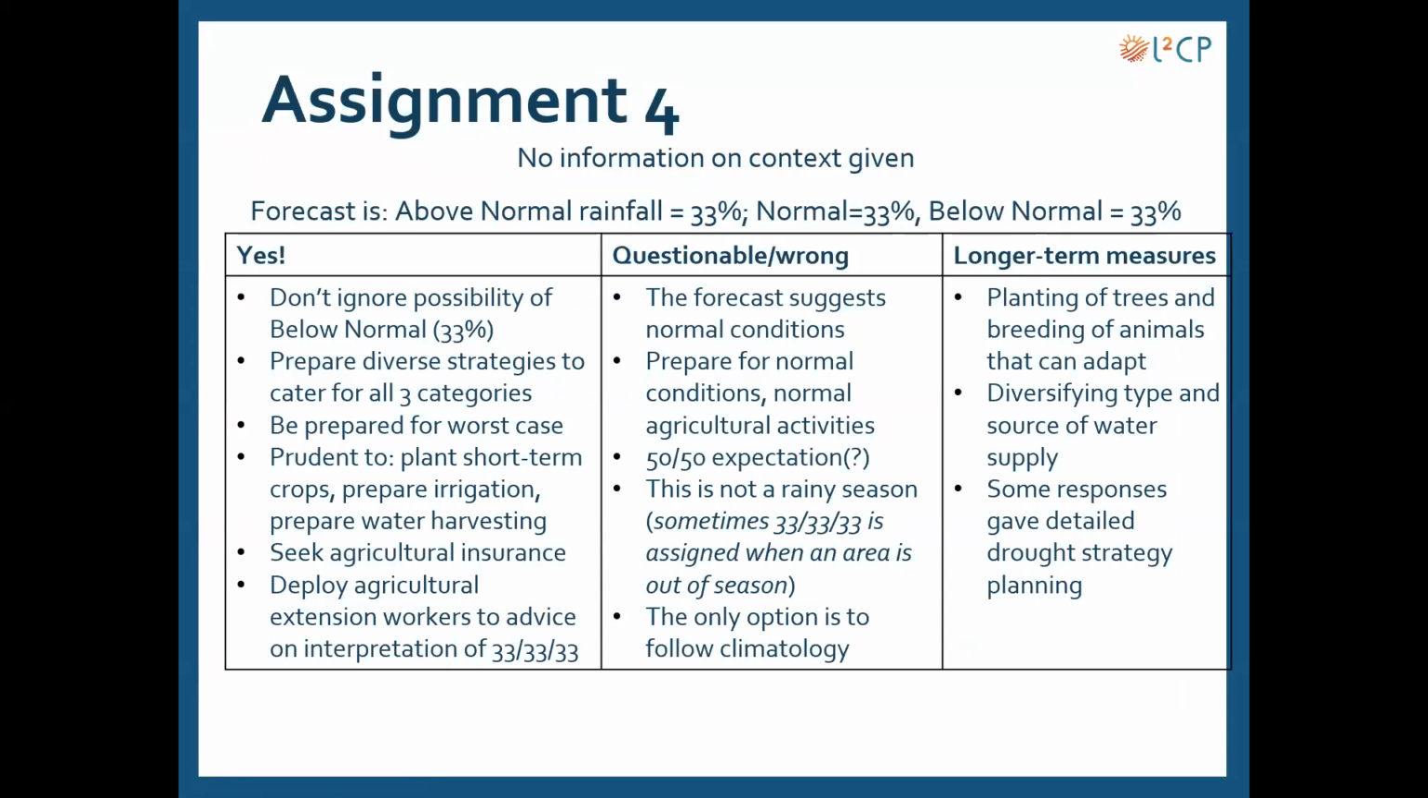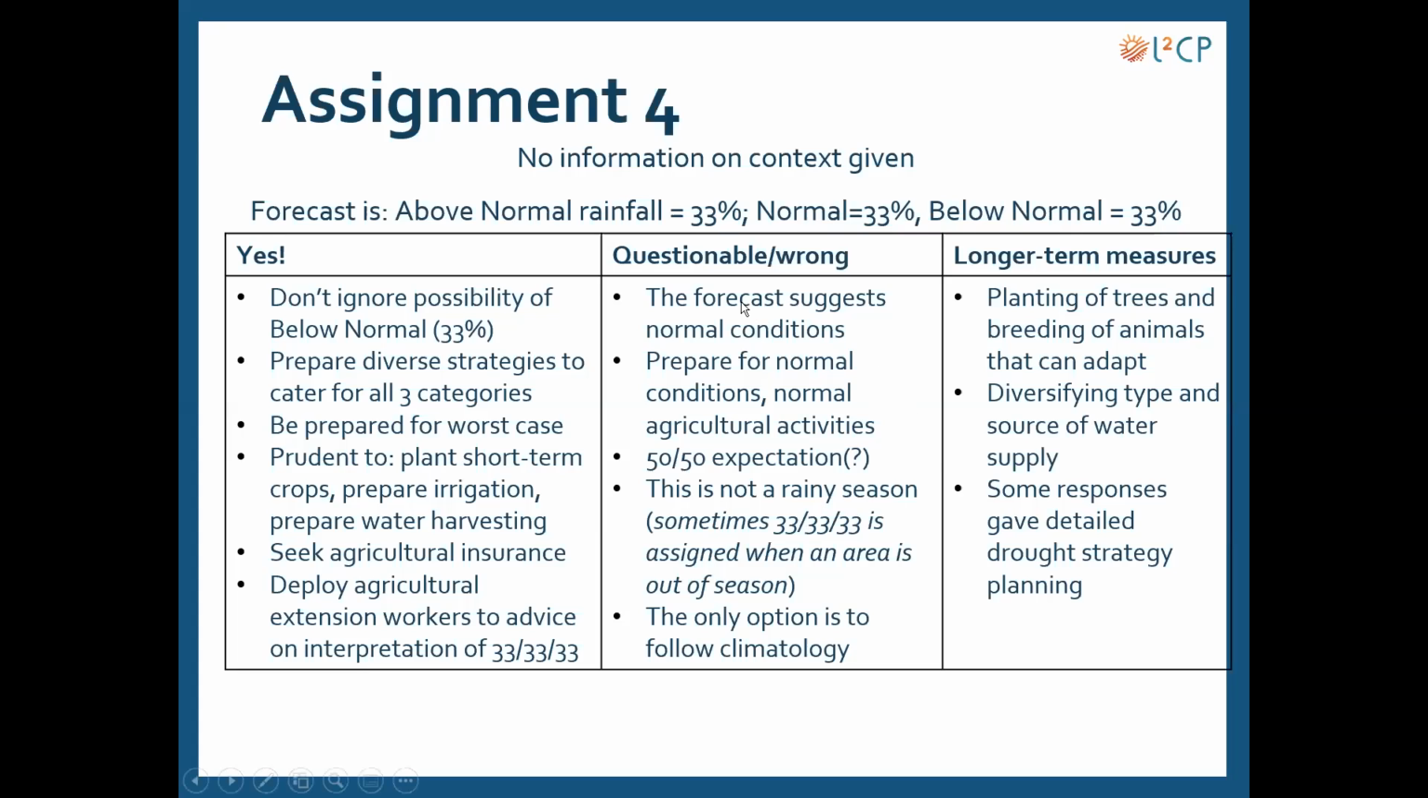So again, my yes column was don't ignore the possibility of below normal, which is obviously a risk for drought. It's 33%. Prepare diverse strategies that cater for all three categories. Yes, these are all good things. Be prepared for the worst case. Again, very good advice, I think. And there are lots of prudent steps that can be taken, which I won't go through all of them.